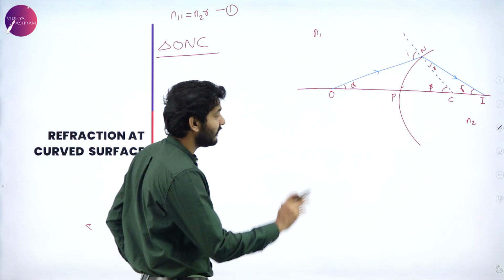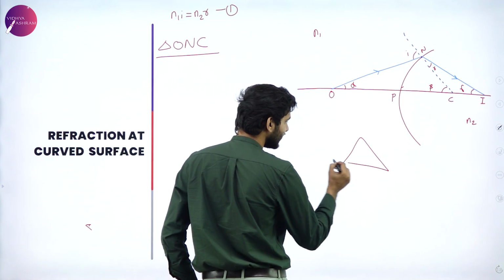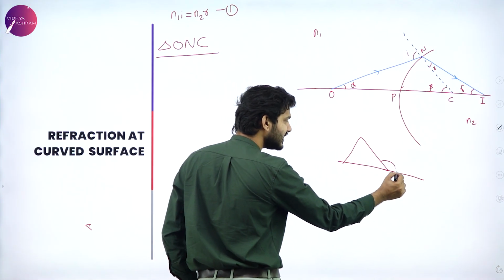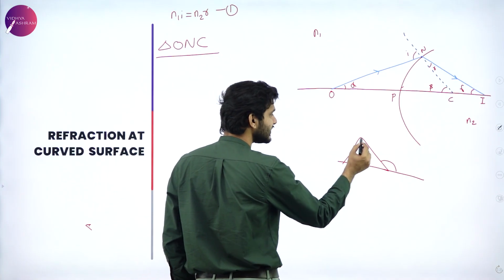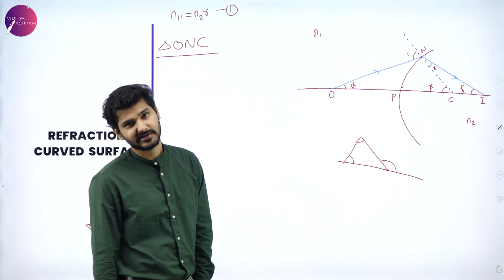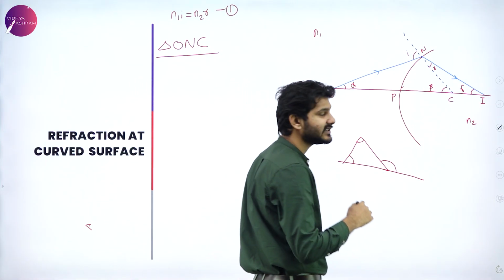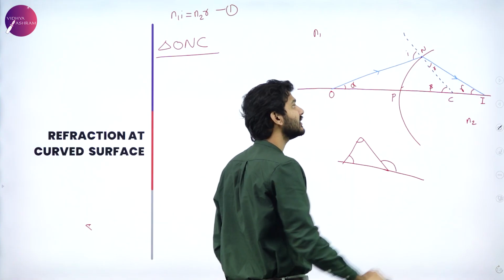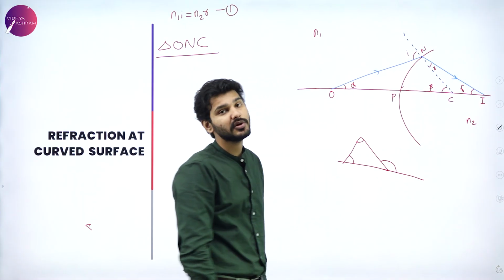We know for a fact that if I have a triangle and there is an exterior angle, then the exterior angle is equal to the sum of the two opposite interior angles. Since that is the case, here also I can apply the same logic and say that since I is the exterior angle, alpha plus beta will be equal to I.